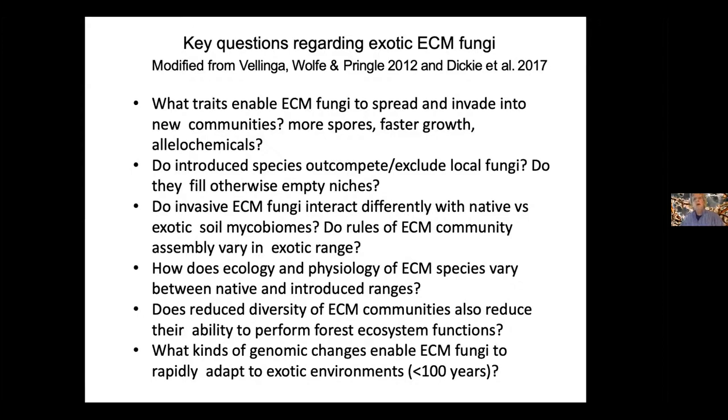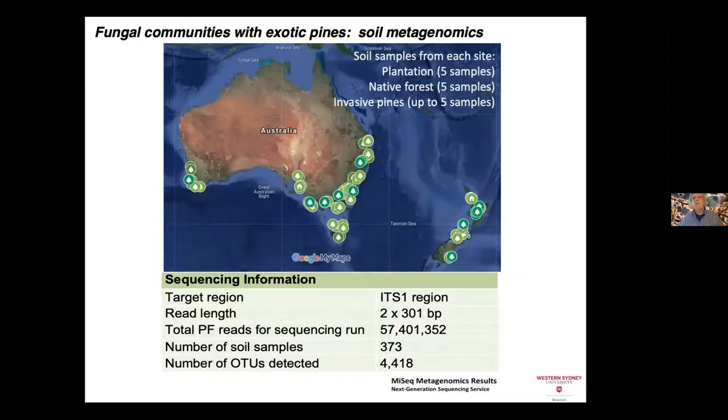We want to know, how do they compete with native fungi? Do they fill unique niches, or do they compete for existing niches with other fungi? There's a whole range of questions here, and I won't read them all, except for the last one. One of the major questions is to know what types of genome changes have enabled some of these ectomycorrhizal fungi to adapt to these new exotic environments.